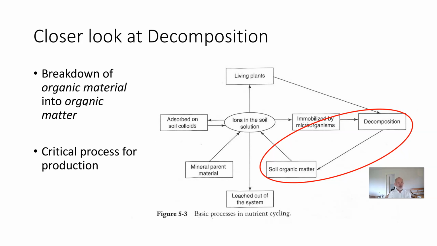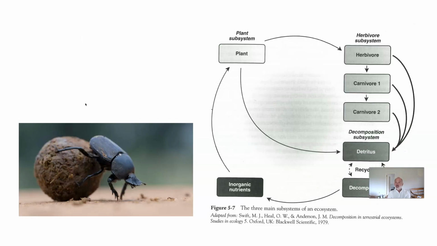Again, this is critical for production because of what it releases. The organic matter also has an ability to chemically hold some of the nutrients that are in a system. We can think about this in different ways. I just wanted an excuse to have a dung beetle in a photo, which is the real reason. But you want to think about this as these different systems, right?